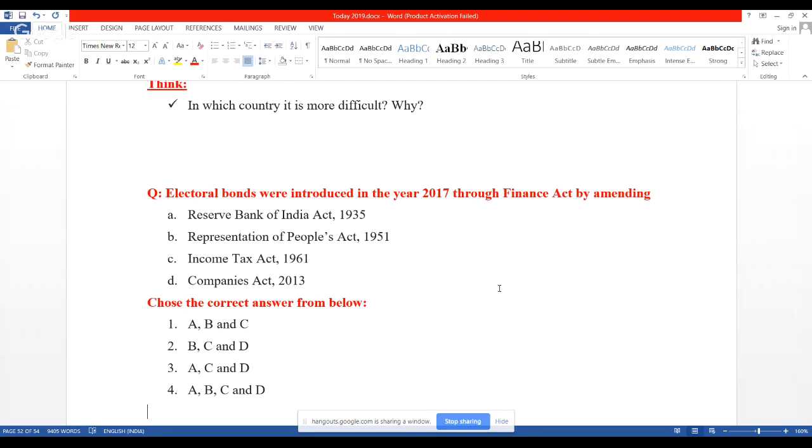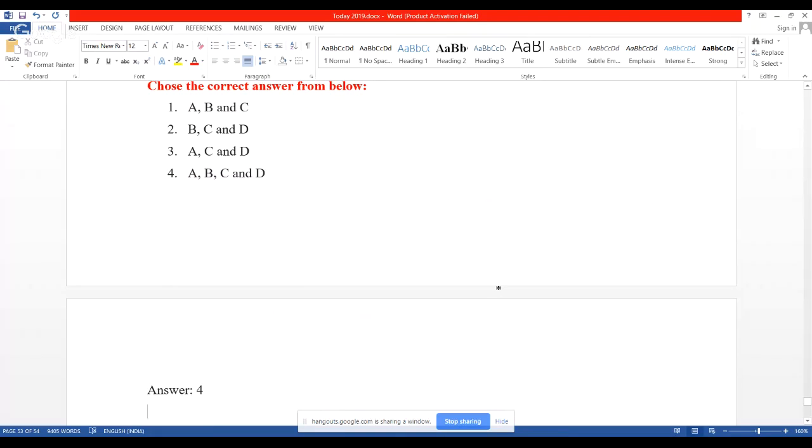So now the point is, what are the acts that have been amended for the introduction of electoral bonds in the year 2017? You can choose the correct answer from the below, and all A, B, C, D are correct. Meaning, for the introduction of these electoral bonds, all the four acts have been amended. All the four have been amended. So please remember this. This is the season of the elections, and these are very, very important and prominent questions. Look at this, the answer is 4, right?